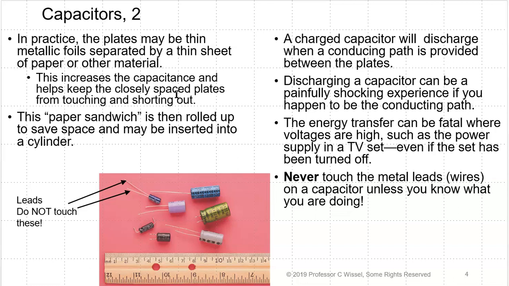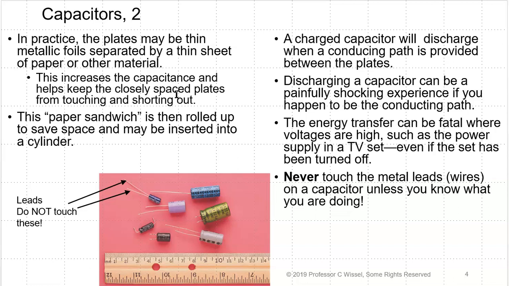A charged capacitor will discharge when a conducting path is provided between the plates. Discharging a capacitor can be a painfully shocking experience if you happen to be in the conducting path. The energy transfer can actually be fatal where the voltages are high, such as in the power supplies of an old-fashioned TV set or old-fashioned amplifiers, even if the set or the amplifiers have been turned off and disconnected from the power.